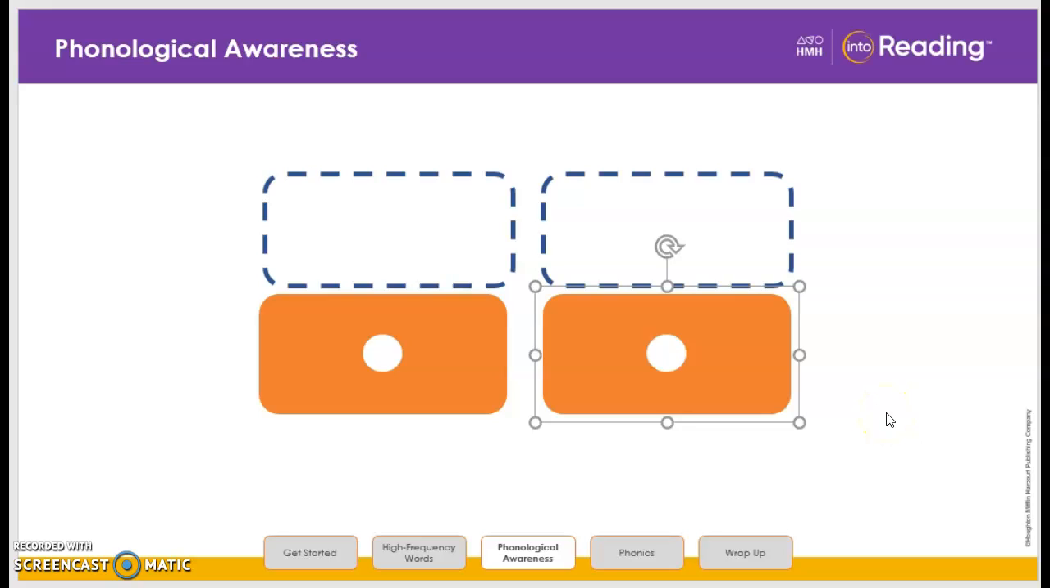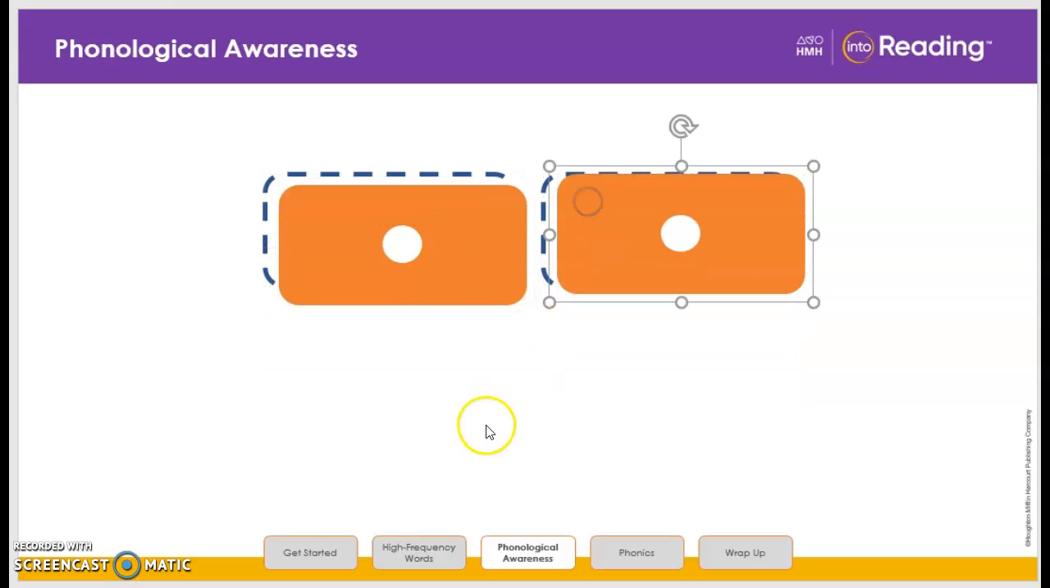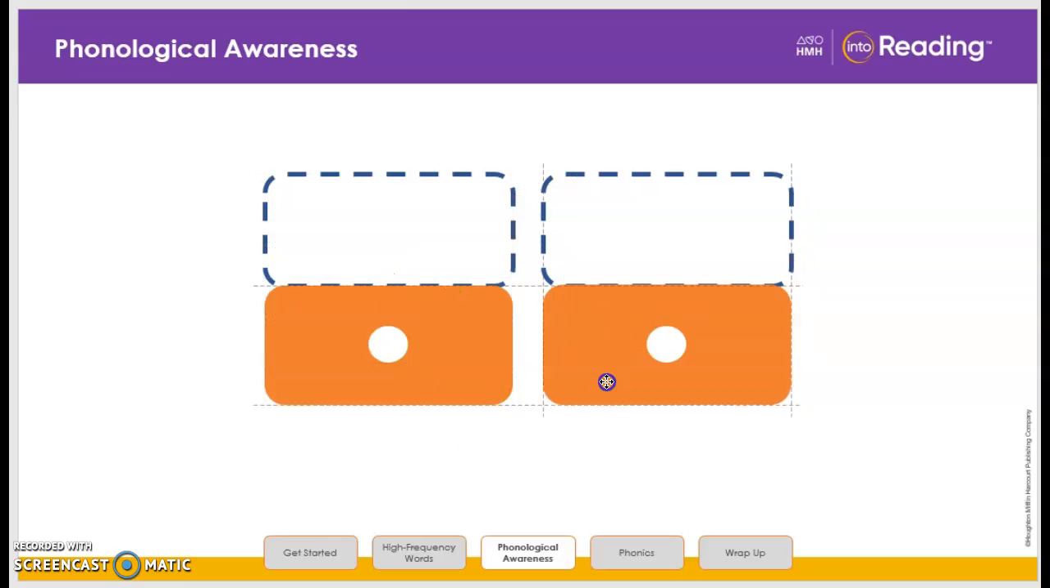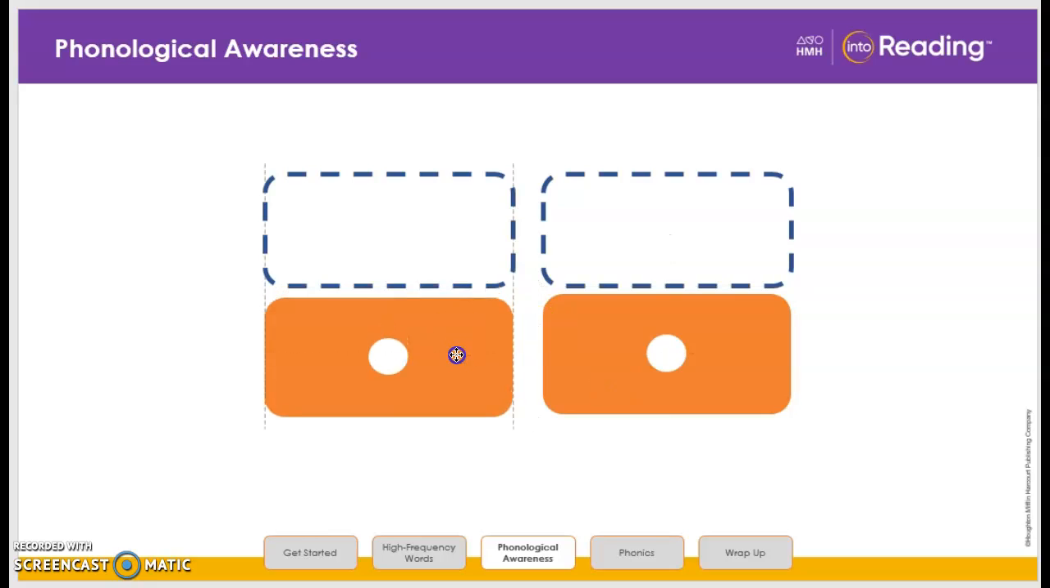Now let's do this one together. The word is charming. Charming. Charming. Which syllable did you recognize the R sound in? Is it the first or the second? Charming. It again is the first syllable.